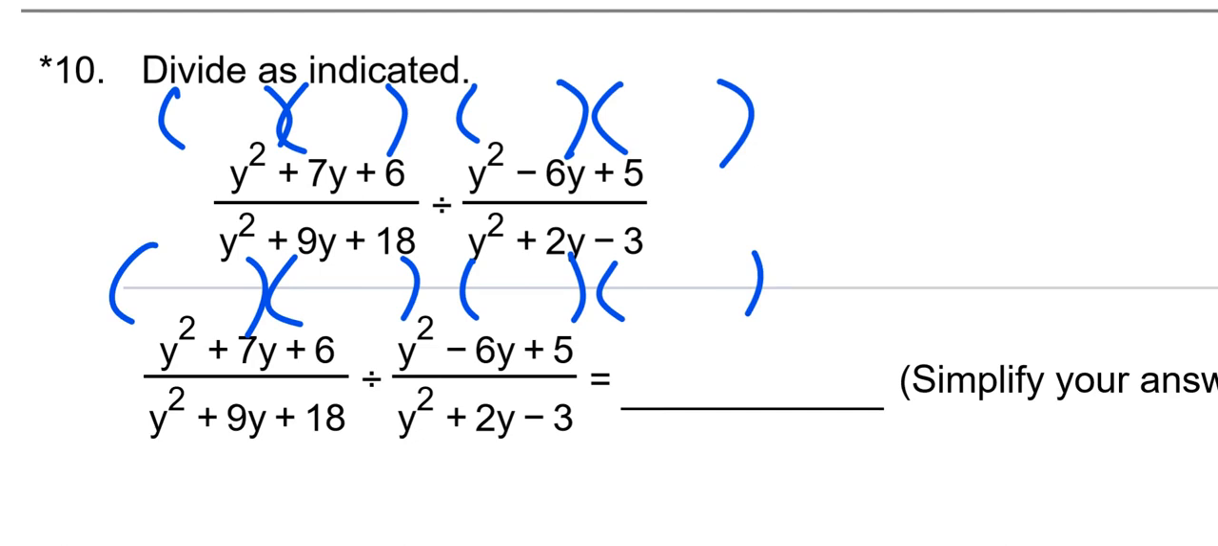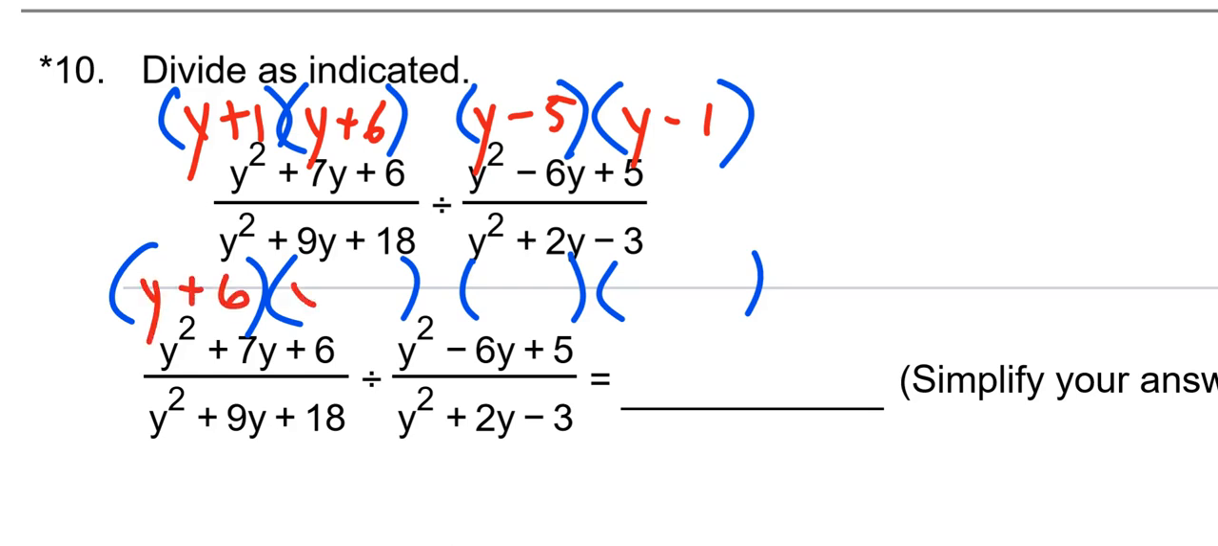Okay, let's go with the numerator: y plus 1 and y plus 6. Okay, don't make a big deal out of things, move on. Y minus 5, y minus 1. What's in the bottom left? Y plus 6 and y plus 3, right, because they add up to 9. And y, I got a plus and a minus. What are they? Which one's the 1? So y minus 1 and a positive 3.